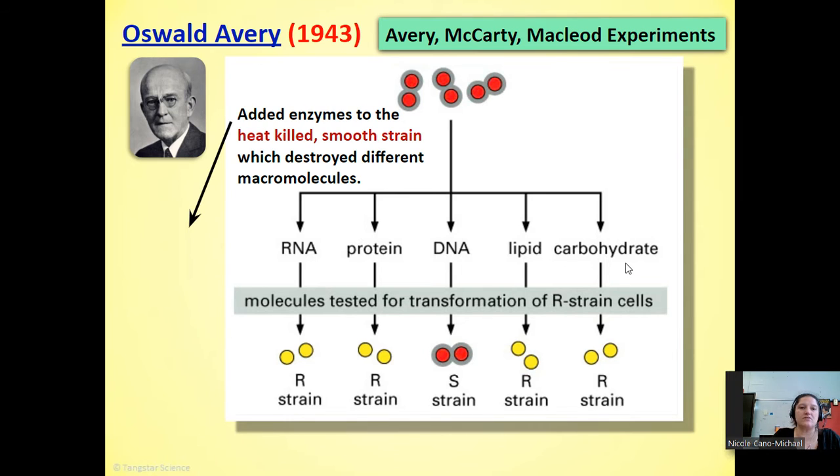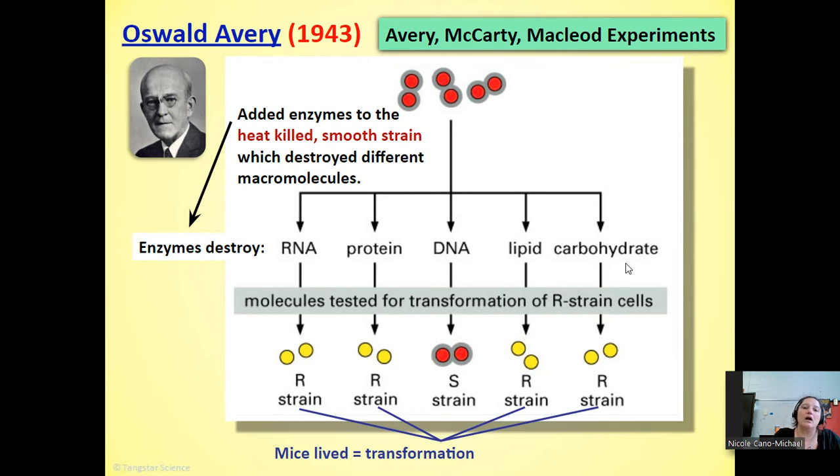All right, so what were the results? When he took out the RNA, the protein, the lipid, and the carbohydrate, basically there was a transformation that happened, but the mice lived. Because again, we know that adding these two, if there is a transformation, the mice are going to live. But if there isn't one, they're going to die. However, what we saw happen when he destroyed the DNA was that they died, which was kind of crazy.